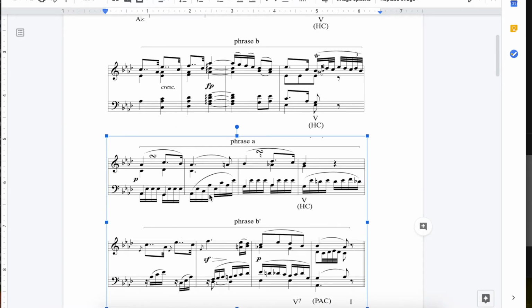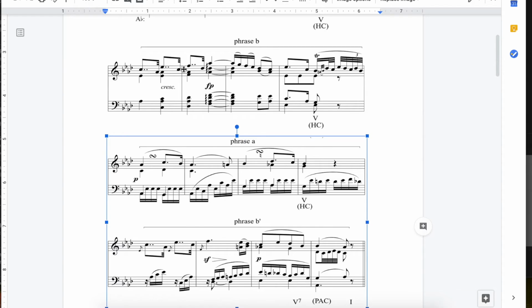This next phrase is A. The melody is the same. The chord structure of the bass line is the same, even though it's a little bit more athletic, a little faster moving. This is B prime. It ends differently and has a different melodic structure.